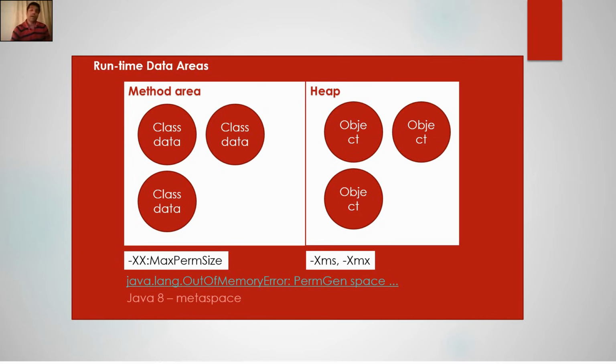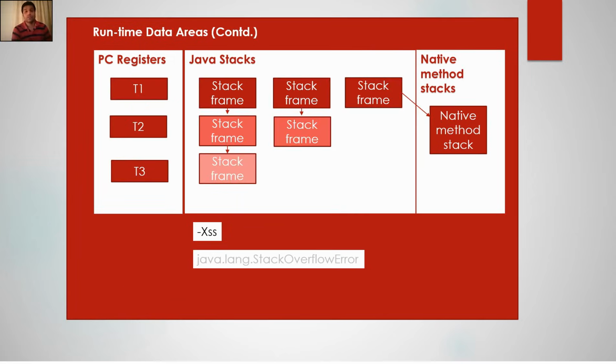So let's go ahead and look at the other runtime data areas. That is 3 more. First one is the PC register. Second one is Java stacks and native method stacks.